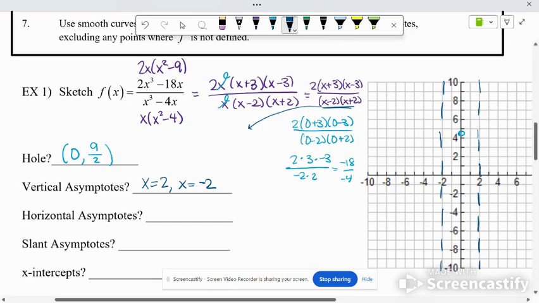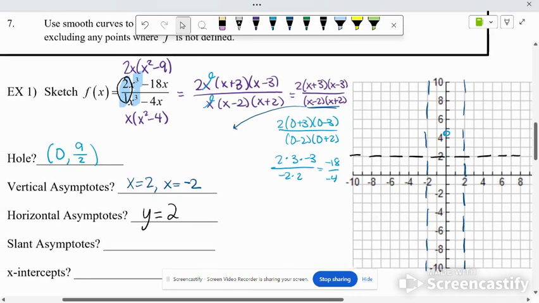Your horizontal asymptote is based off of the degree. So if we go back to the original one, these degrees are equal. Because they are equal, we're going to take the ratio of the leading coefficients. So it's going to be y equals 2 over 1 or 2. And you're going to graph that as a dotted horizontal line.